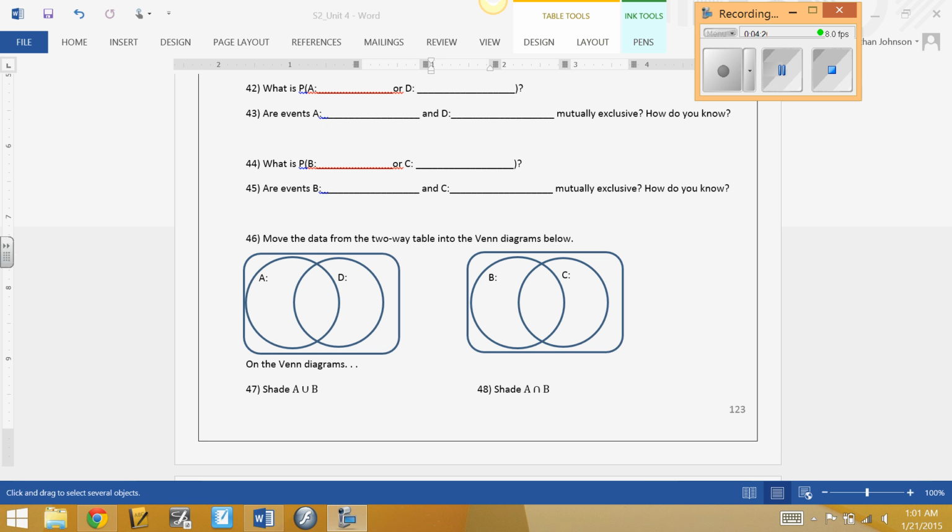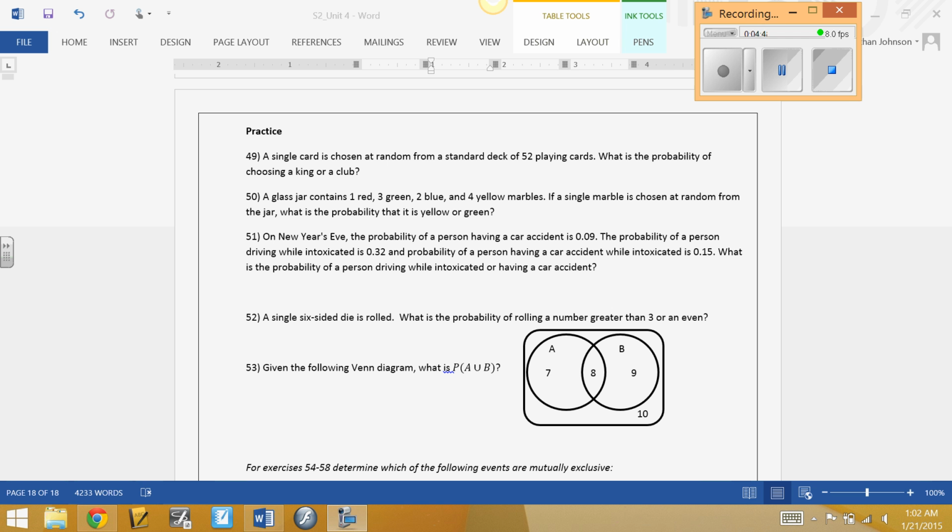Alright, you may go ahead and pause the video, and this should take you about 10 minutes to do. 5 minutes to gather your data, and probably just about 5 minutes to fill in the Venn diagrams. If you see that it's not quite coming together, it's okay if this extends to 15, but no more than 15 minutes, please.